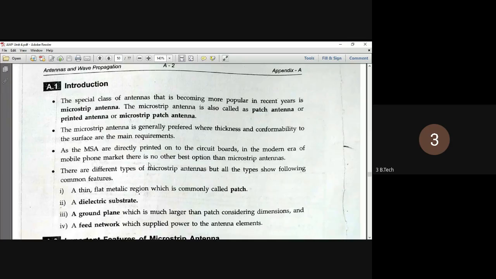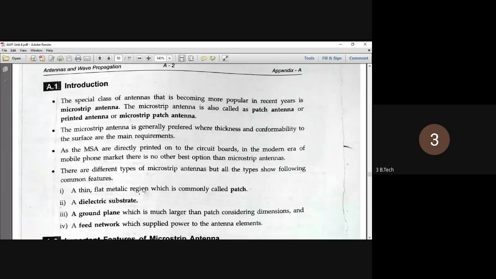Applications include satellites, mobile applications and aircraft. So coming to microstrip patch antennas, these are a special class of antenna that is becoming more popular in recent years. It is called the microstrip antenna, and the microstrip patch antenna is also called a patch antenna or printed antenna.